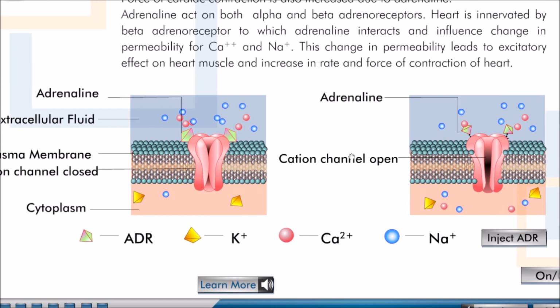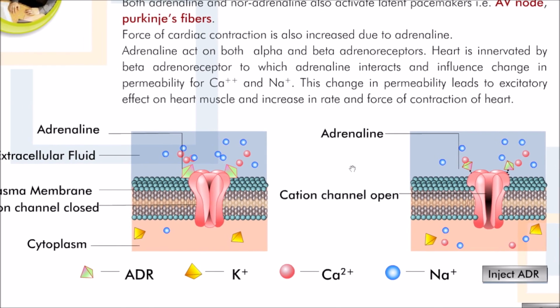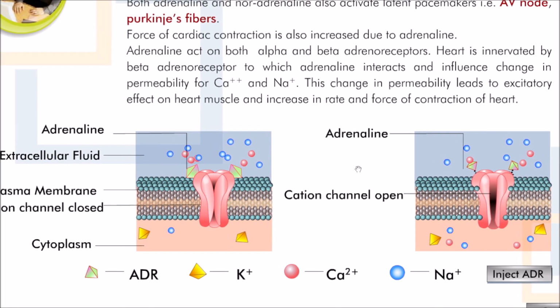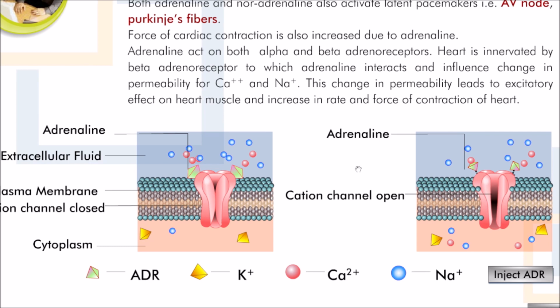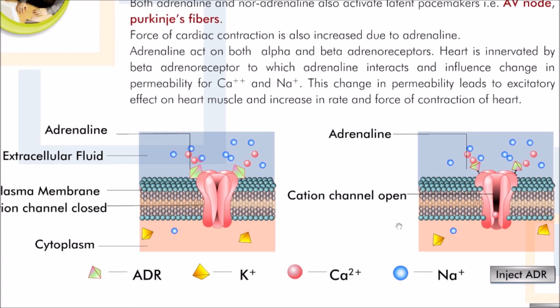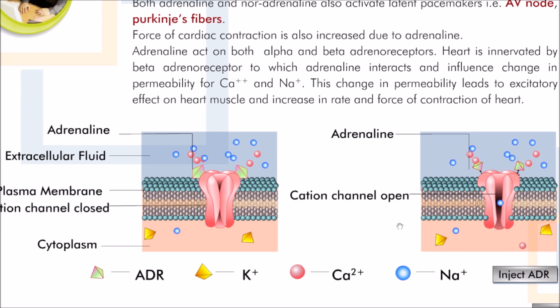Adrenaline increases force of contraction of cardiac muscle along with heart rate by increasing permeability to sodium ions and calcium ions. Adrenaline increases rate of depolarization in cardiac muscle, which leads to increase in contractility.